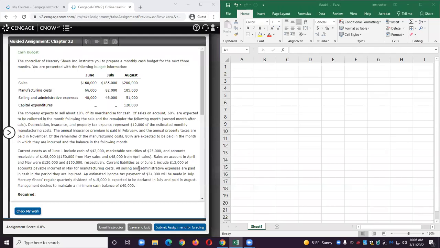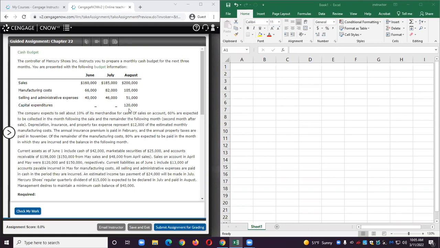All right, so this is the guided assignment for chapter 22. And what we're doing is a cash budget for this Mercury Shoes company for the next 3 months, so for June, July, and August. It gives us their sales, their manufacturing costs, their selling and administrative expenses, and their capital expenditures for those next 3 months.